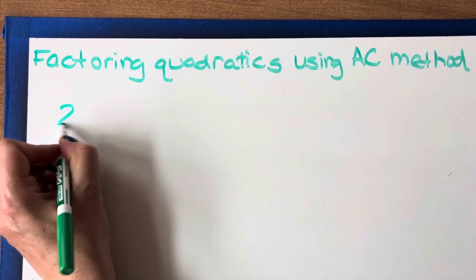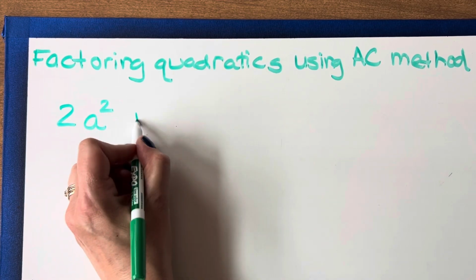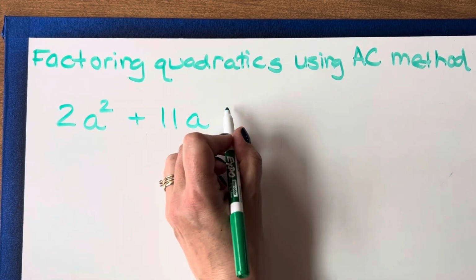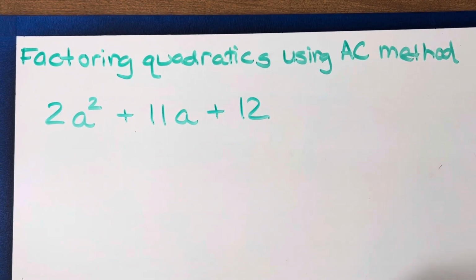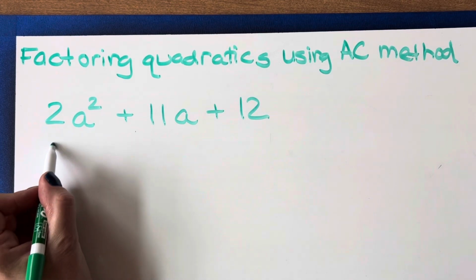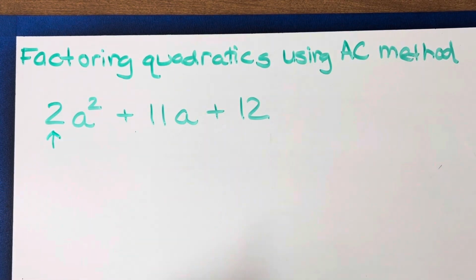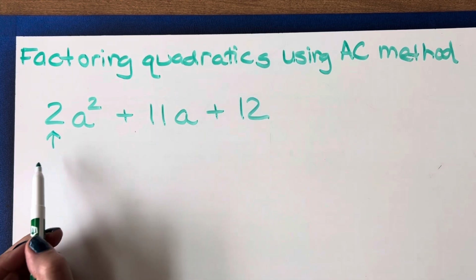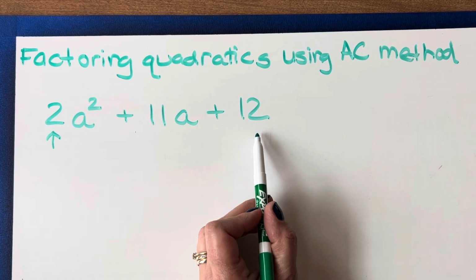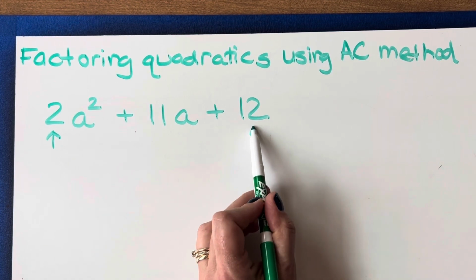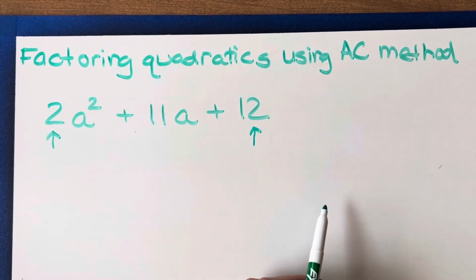So today we've got 2a squared plus 11a plus 12. What makes this a problem where we would want to use the AC method is when our value for our leading coefficient is not 1. So this is like the A coefficient, 11 is the B coefficient, 12 is the C coefficient. So this is what we mean by the AC method.